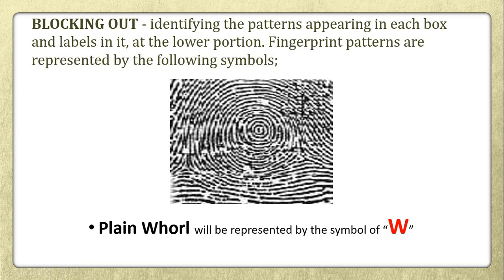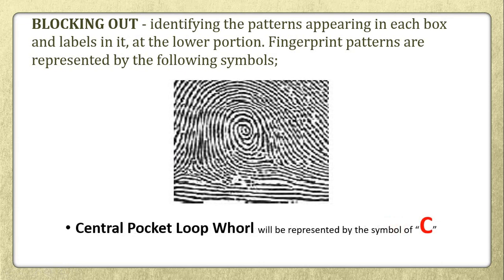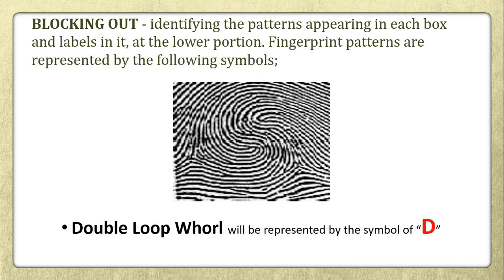If your imaginary line is inside the circuiting ridge, then that is a plain whirl. While in the central pocket loop whirl, same pattern. You have to draw an imaginary line from the left to the right delta, and if your imaginary line does not enter the circuiting ridge of the whirl, then it is a central pocket loop whirl, which will be represented by a symbol of C. Your double loop whirl will be represented by the symbol of D.